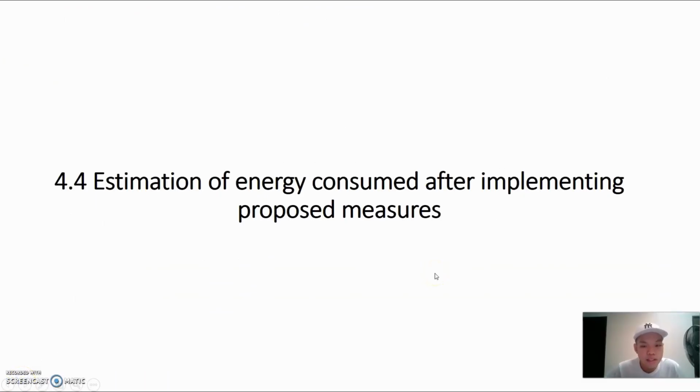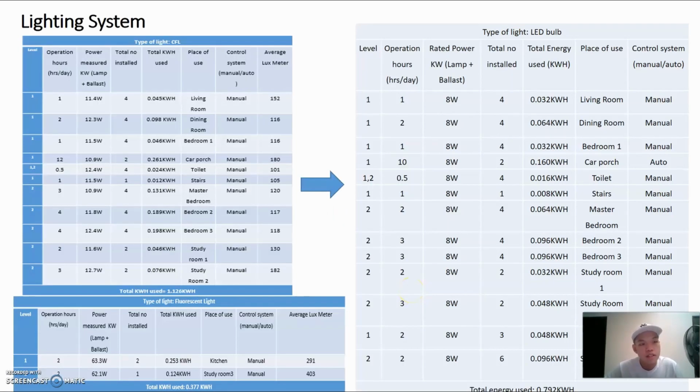Now I will present the estimation of energy consumed after implementing proposed measure. First is the lighting system. We can see that the total kilowatt per hour when we use the CFLs and fluorescent light is about 1.5 kilowatt per hour. But when we change the CFL and fluorescent light to LED bulb, the total energy used is reduced to 0.792 kilowatt per hour.